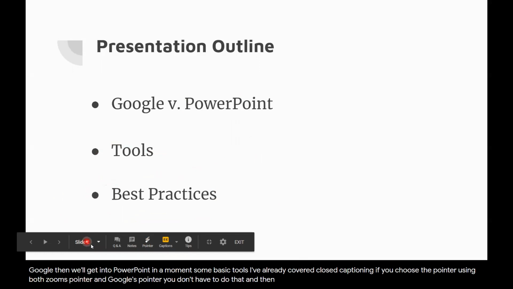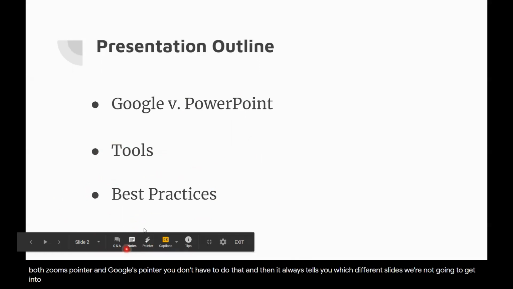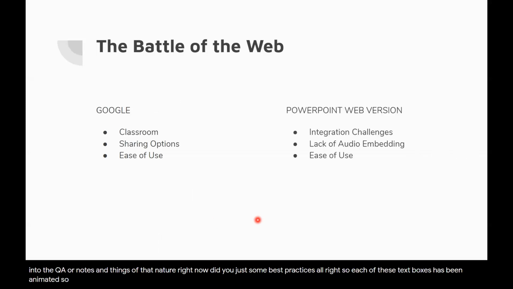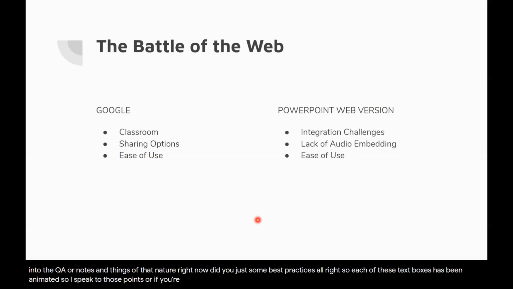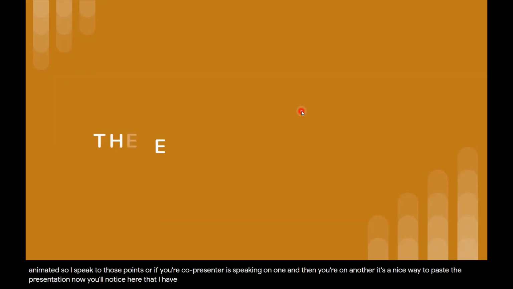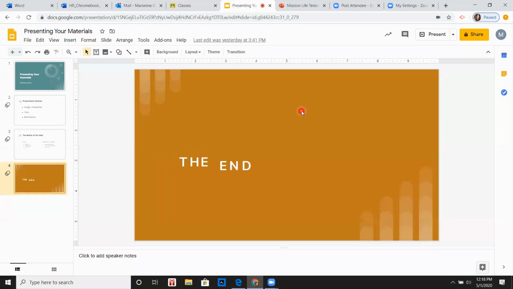And then it always tells you which different slides. We're not going to get into the QA or notes and things of that nature right now. These are just some best practices. All right, so each of these text boxes has been animated, so I speak to those points, or if your co-presenter is speaking on one and then you're on another, it's a nice way to pace the presentation. Now you'll notice here that I've animated each of the letters at the end of this presentation because they're separate text boxes. All right, so I'm going to hit escape here. That's Google. Notice that the closed captioning has ended because the presentation has ended.